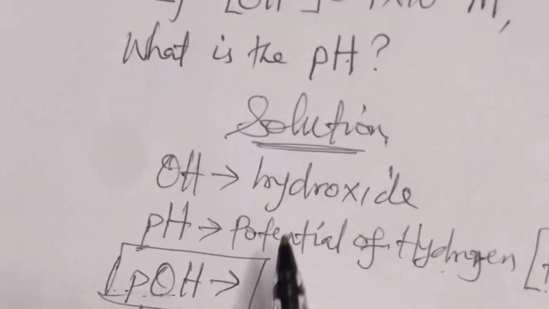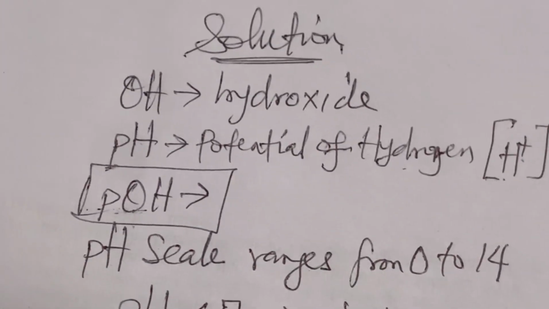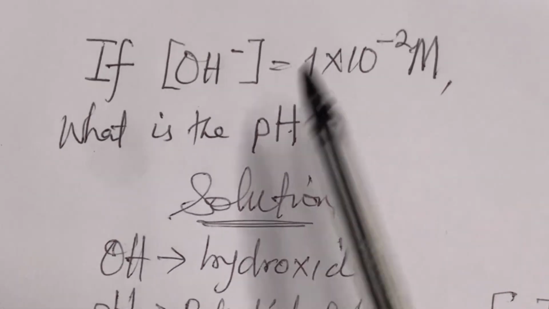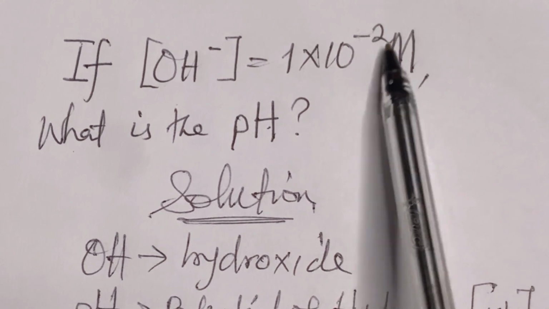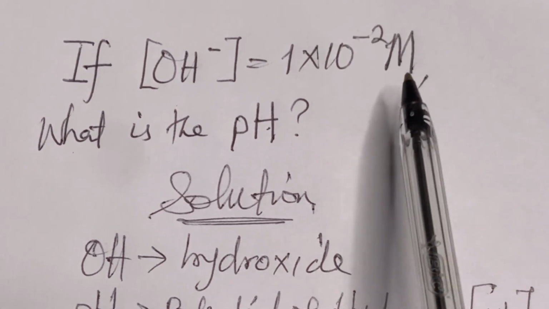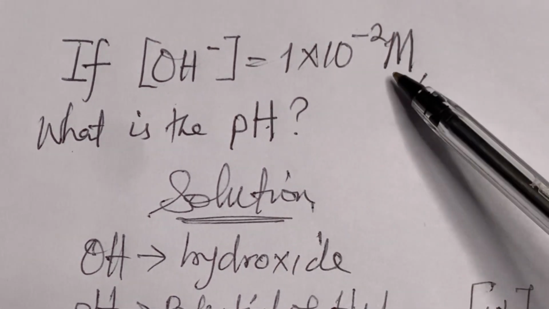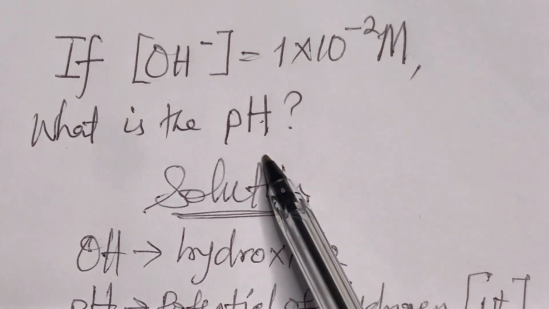So this particular question will help us address that using the formula. So let us run it quickly. They say if hydroxide ion concentration is equal to 1 times 10 to the power of negative 2 M. This M here represents molarity. Molarity is just a way of talking about concentration. Concentration is measured as mole per dm cube. So they ask, what is the pH?